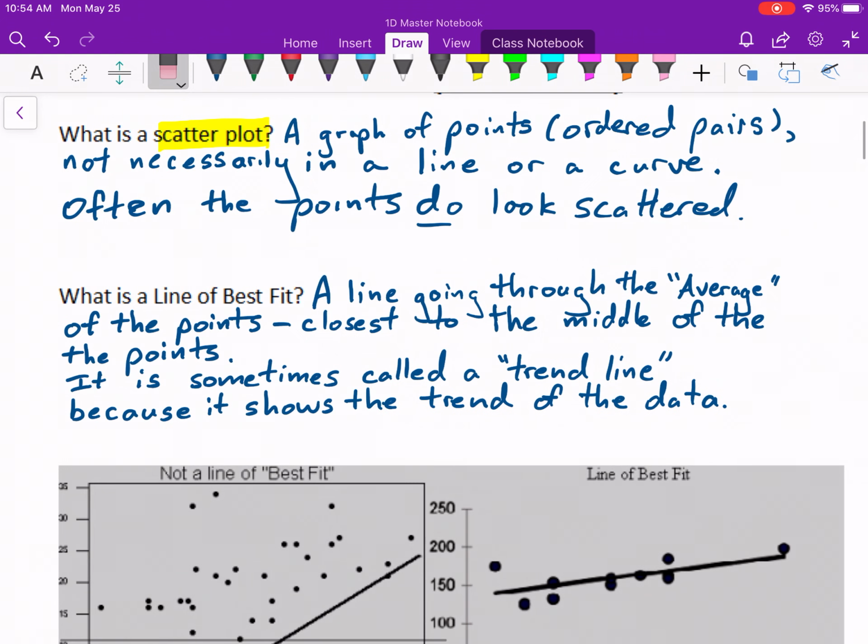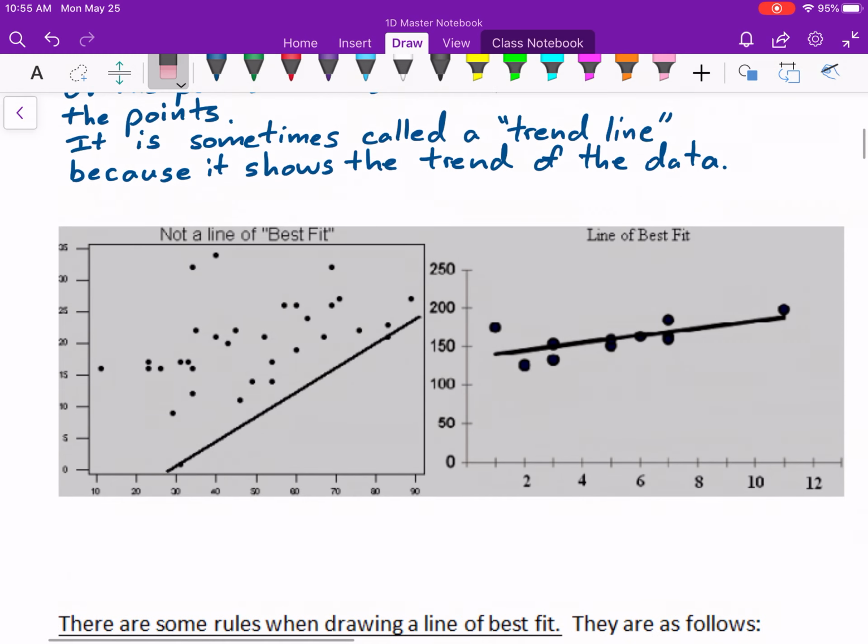A line of best fit is a line going through the average of the points. In other words, as close to the middle of the points as possible. It's sometimes called a trend line because it shows the trend of the data. In other words, we read graphs like we read books here in Canada, from left to right. We read words from left to right. We should read graphs for the most part from left to right.